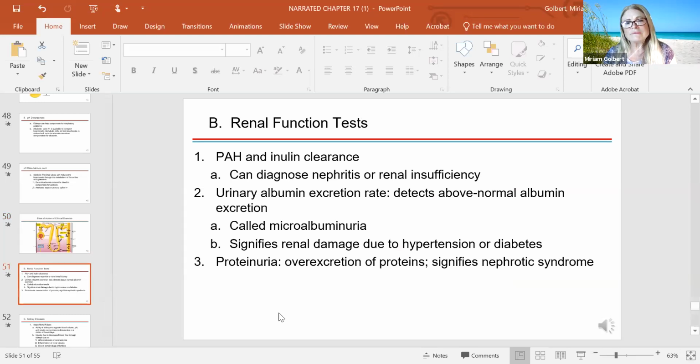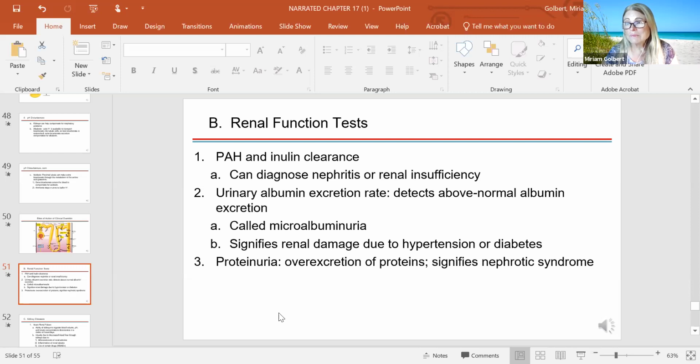All right, so we've learned about the para-aminohippuric acid and inulin clearance. Remember, renal clearance means taking something from the blood and making sure that it appears in the urine. So we can detect what is called nephritis. Nephritis is an inflammation of the nephron. So it could be nephritis, inflammation, or infection, right? Anything ending in itis, that's what it means.